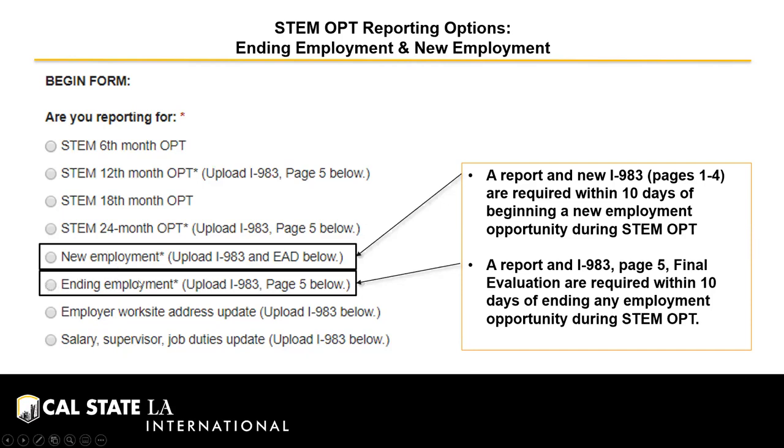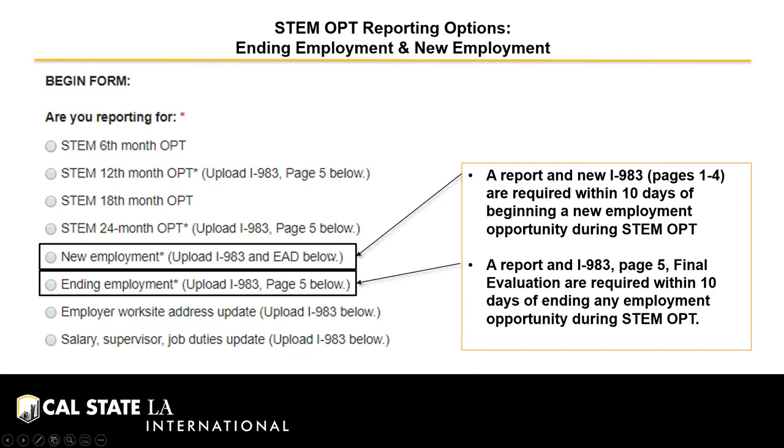The first report you're going to submit is for ending the employment with the first employer, and an I-983 page 5, the final evaluation, is included with that because you're ending that employment opportunity. Remember, anytime you end an opportunity, page 5 final eval is required. The second report you'll have to submit for a job change is the new employment. This is going to require pages 1 through 4 of the I-983 for the new employer that you're accepting. And this should be submitted within 10 days of you beginning that new employment opportunity.